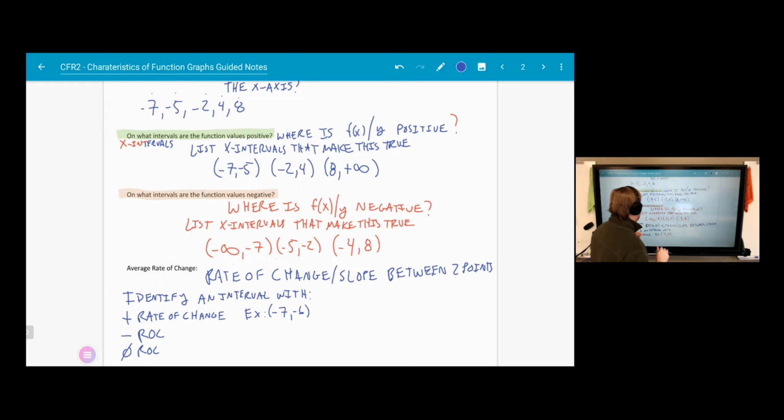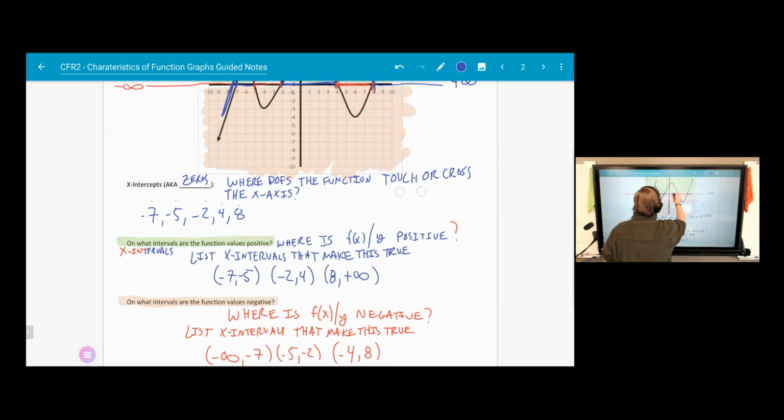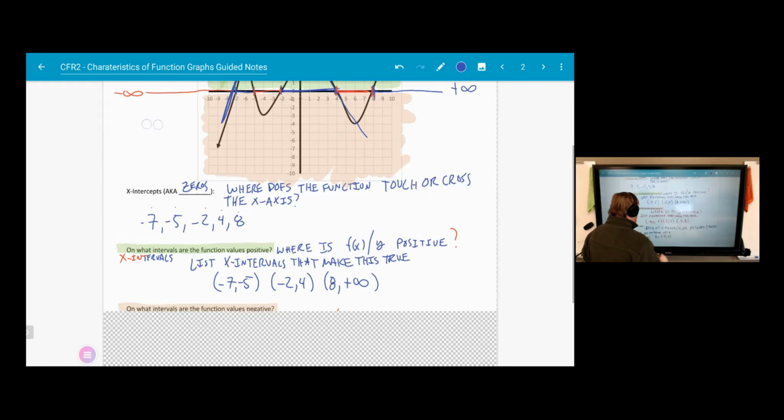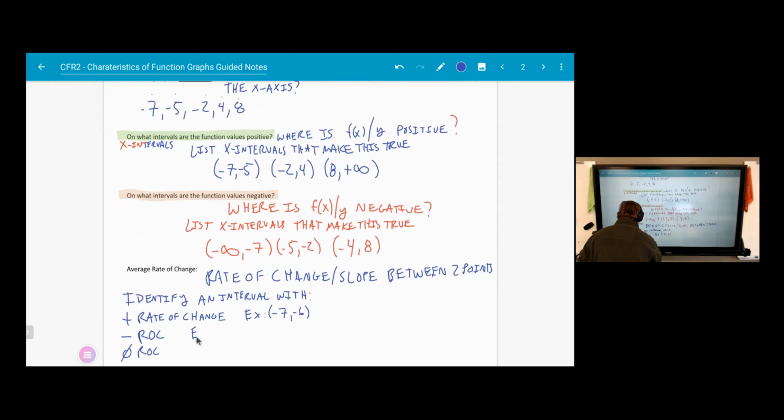How about a negative rate of change? Just make it easier on yourself, though. Here's a negative rate of change. If I go from, I don't know, how about from here to here? And I need to describe the x values. So from 1 until 6 in x, that's going down. So if I drew that between those 2 points, that would give me a negative rate of change. So I'm going to say, again, an example would be from 1 to 6. Again, where is it going down?